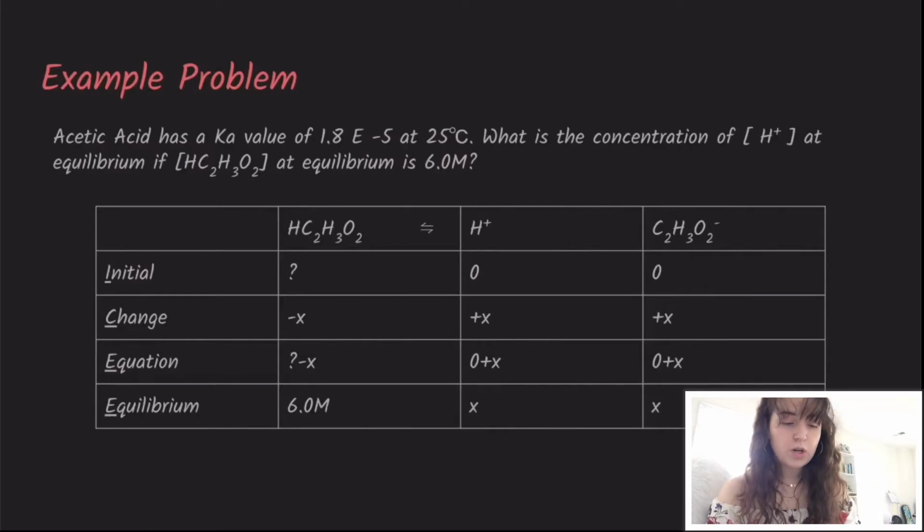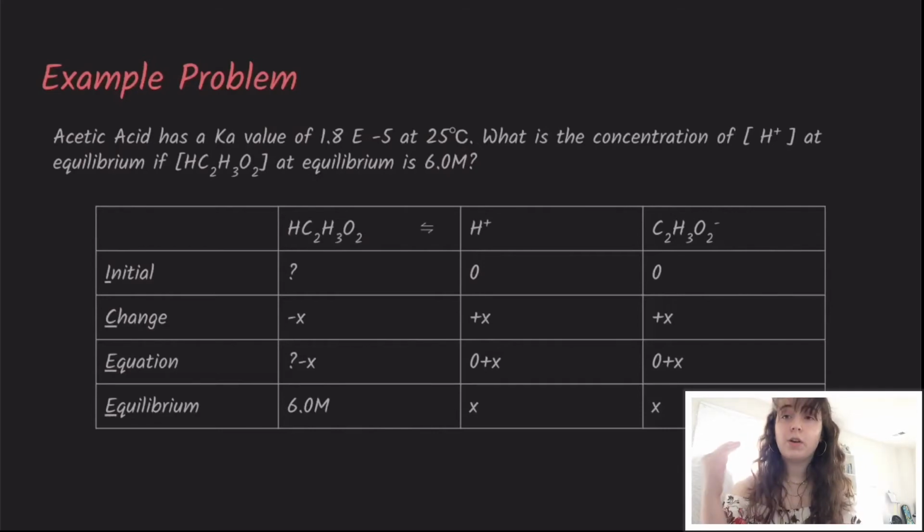So now the change. We know we're using up acetic acid, so I put a negative X. And then it's producing those 2 ions, so plus X for both of them. The equation, a lot of people tend to merge the C and the first E steps together. That is completely up to you, but personally I like to separate them. So you just combine the first 2 columns together. So question mark minus X, 0 plus X, and 0 plus X for the equation.